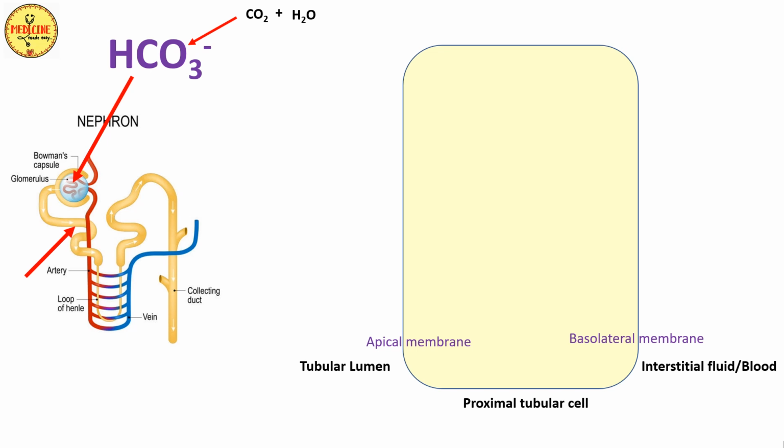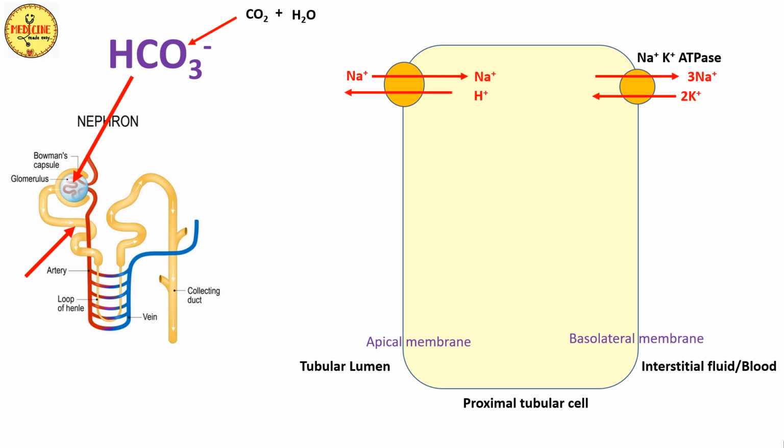fluid or blood. In the basolateral membrane, you have your sodium-potassium ATPase, which transports 3 sodium ions out of the cell in exchange for 2 potassium ions. This process results in a lower sodium concentration inside the cell, and as a result, sodium from the tubular lumen will move back into the proximal tubular cell. This happens in exchange for hydrogen ions, which move into the tubular lumen.